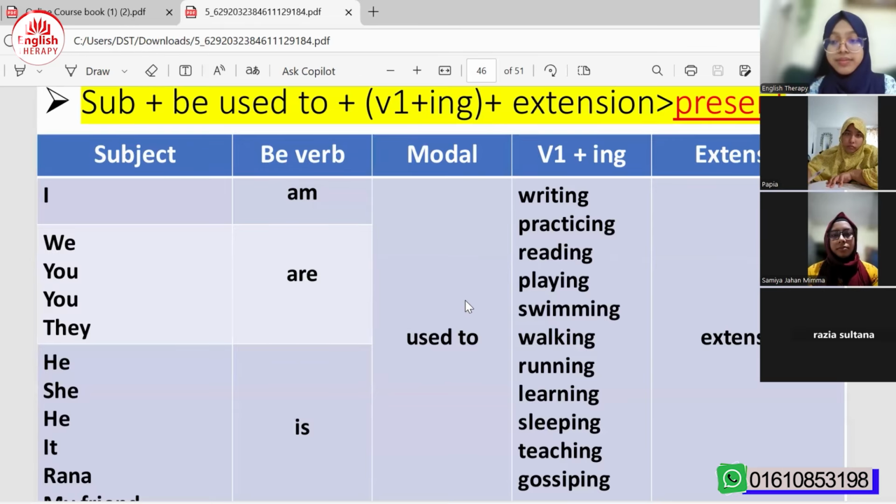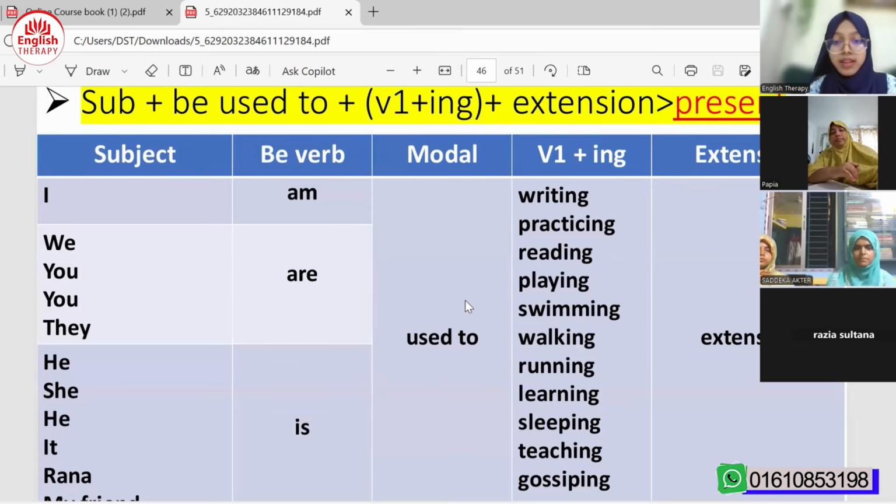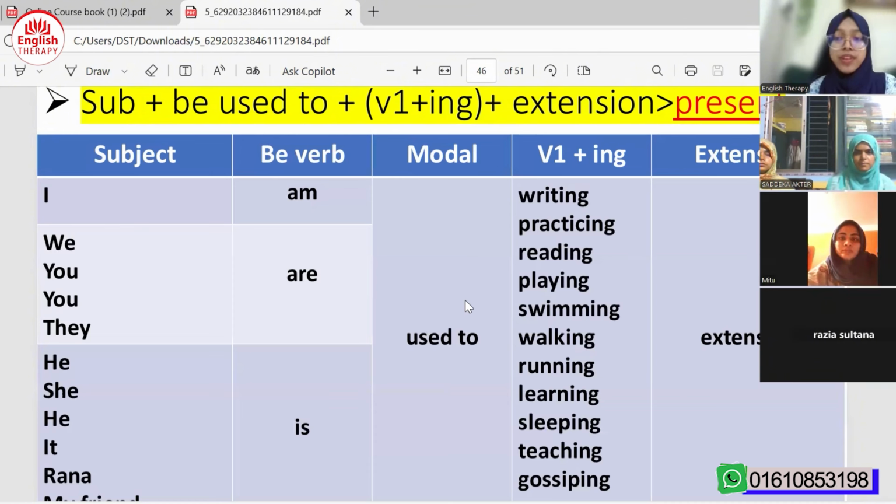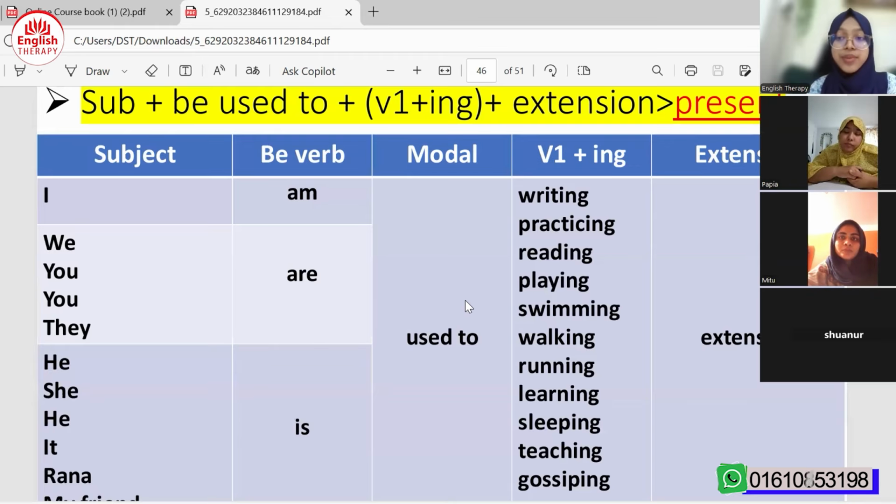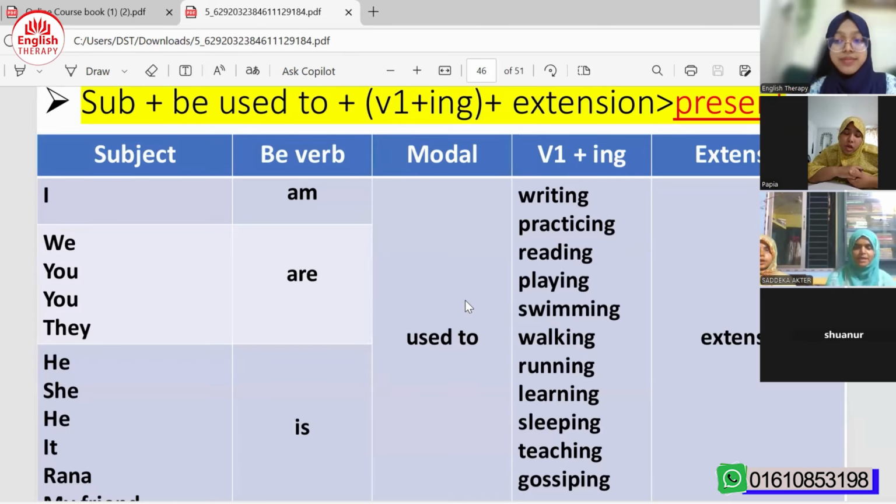Okay? Okay, ma'am. Okay. So আমি খেলতে অভ্যস্ত. I am used to playing. আমি ফুটবল খেলতে অভ্যস্ত। I am used to playing football. আমি সন্ধ্যার সময় ফুটবল খেলতে অভ্যস্ত। I am used to playing football in the evening.